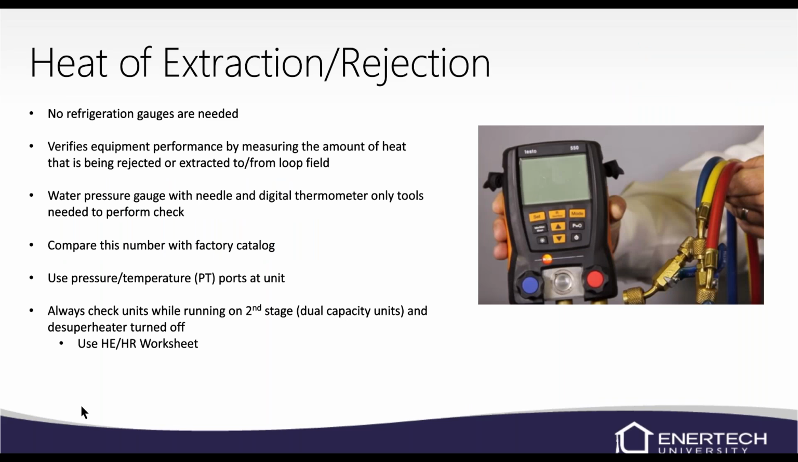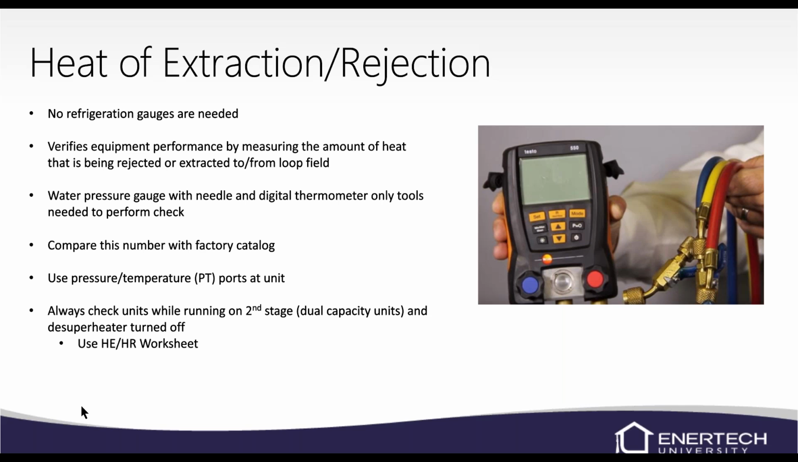So with heat of extraction or heat of rejection, extraction is when we're in heating mode, rejection is when we're in cooling mode. The way we do the calculation won't change from heating or cooling. It's just what we're doing, whether we're pulling heat out of the ground and putting it into the home, which would be heat of extraction, or whether we're picking up heat from the home and putting it into the loop field. That would be the heat of rejection.